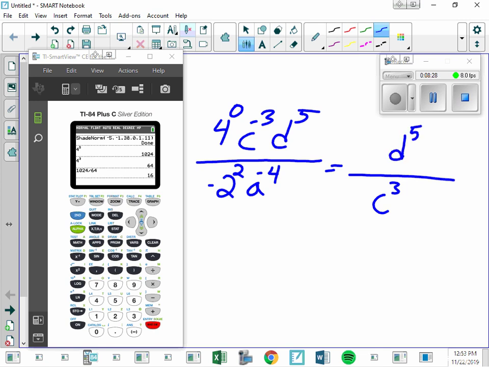Okay. The -2 squared. It is 4, and does it go to the top or does it stay on the bottom? Stays on the bottom. And a moves to the top, and we'll probably want to put it in order. So I'm going to do a to the 4th there. You guys okay with that? Okay.